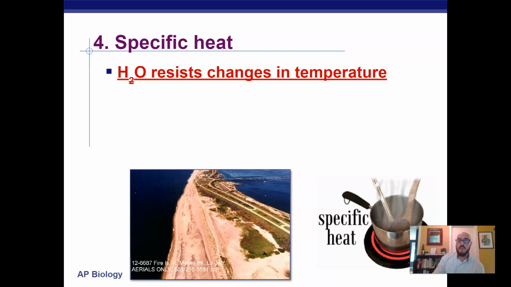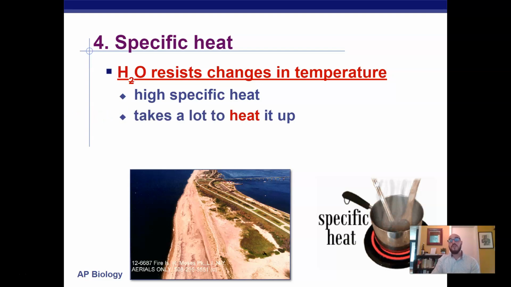The other amazing thing about water, it has an extremely high specific heat. This has to go back to the fact that it's polar. That polarity leads to hydrogen bonds. So what is specific heat? Basically, that is the amount of heat that can be absorbed to change a substance by 1 degree Celsius.